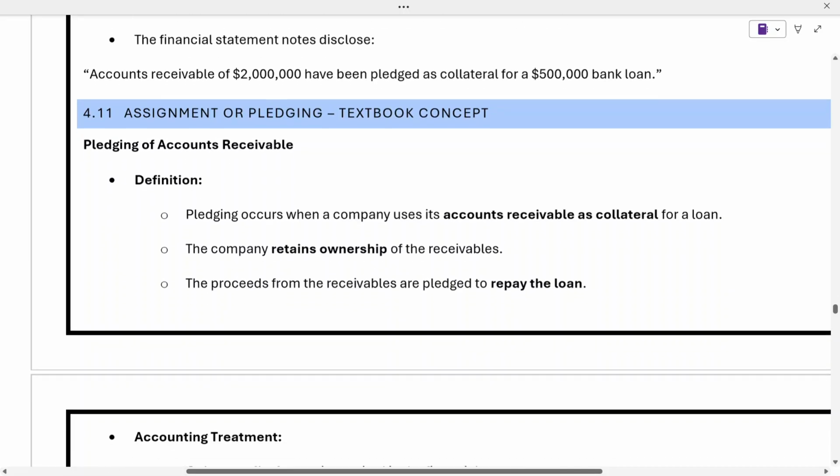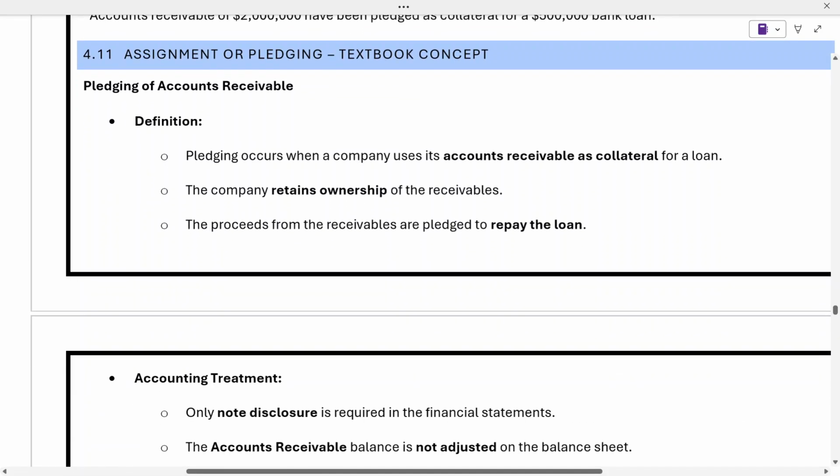Now let's see the same thing through the textbook concept. The textbook covers the pledging of accounts receivable, and it simply says that pledging occurs when a company uses its accounts receivable as collateral for a loan. So they are putting it up as collateral and getting a loan.